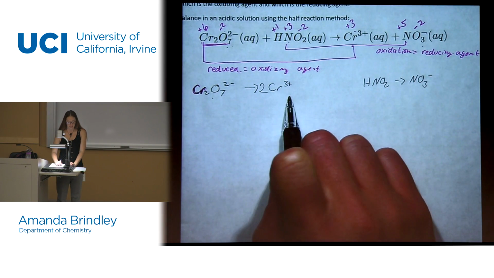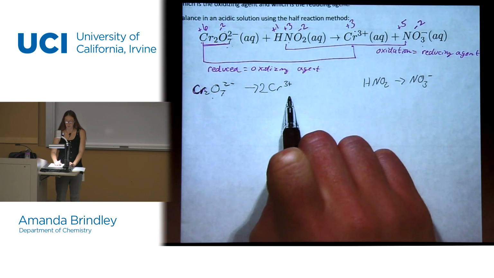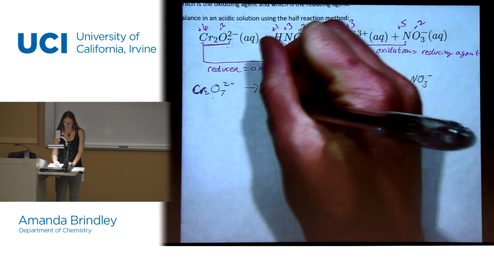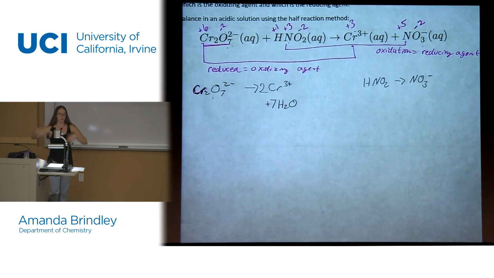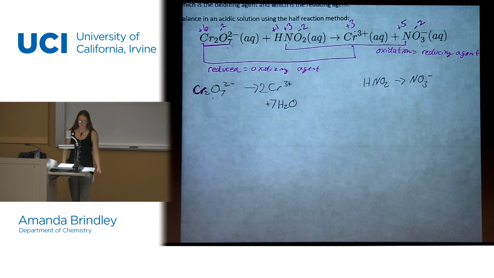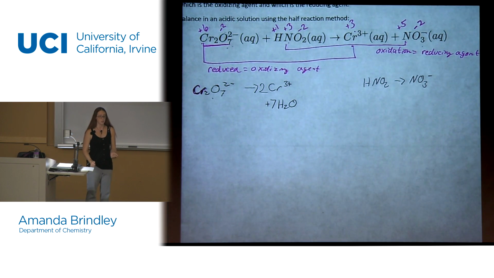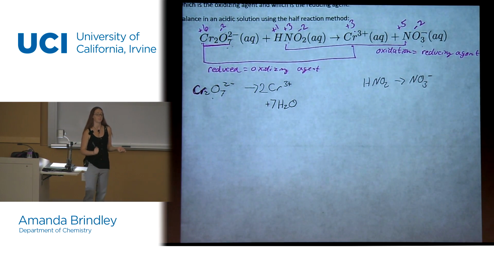7. How many on this side? 0. So what do I have to do? Add 7 waters. That's what I mean about going down a page. It just makes it easier to see what's happening. Now I have my oxygens balanced. I have everything that isn't hydrogen and oxygen balanced. All I have left is my hydrogens.